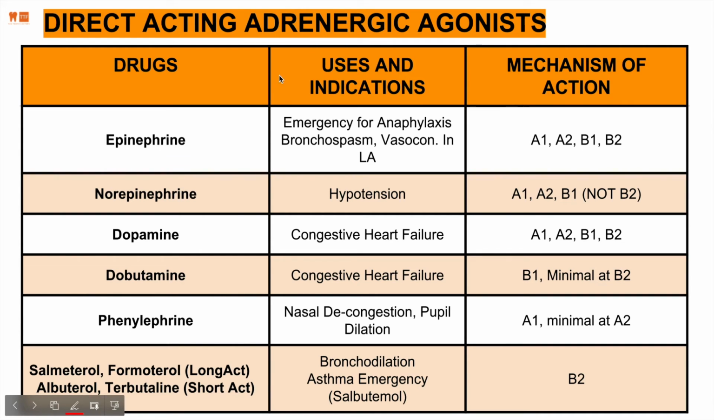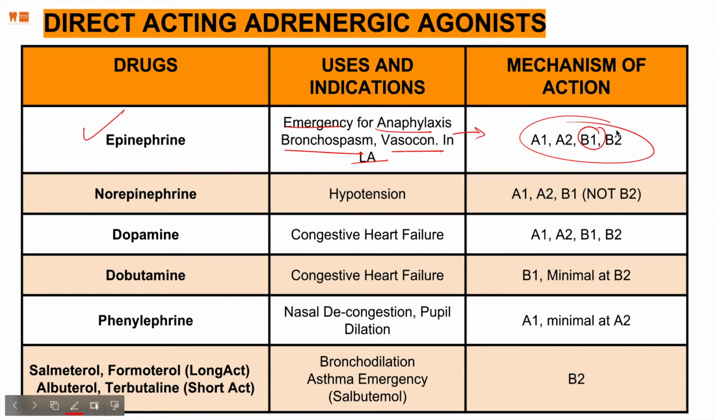Direct-acting adrenergic agonists. Let's take a look at all of these drugs for once, guys. Epinephrine. We know that epinephrine is the king of adrenergic drugs. It treats emergency cases of anaphylaxis, treats bronchospasms. It can be used in the treatment of asthma because of bronchospasm treatment. It is used as a vasoconstrictor in local anesthesia. But for all of these to occur, it has to act on all 4 receptors, right? It jumpstarts a heart when we have a cardiac arrest.